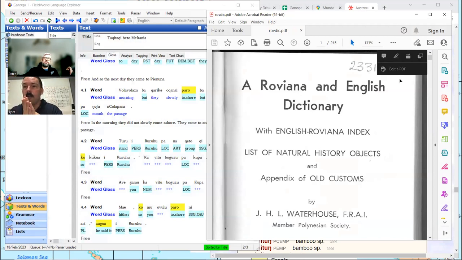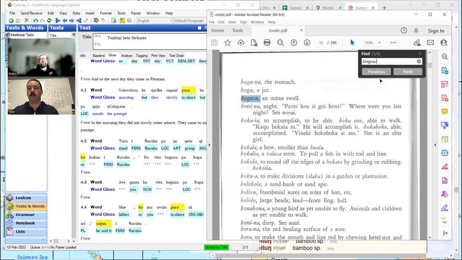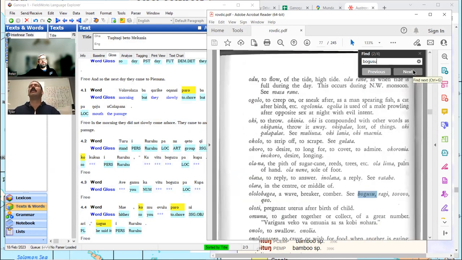Could it be an S instead of Z in Roviana? If it's the same, the vowels might be different. Well, we do get 6 matches. Now, I believe I know what this word means, so let me take a guess so that I can be punished if I'm wrong. Natural history objects. I believe it means wave. The wave on water? Yeah, ocean swell. Ocean swell. That is what it means, yes.